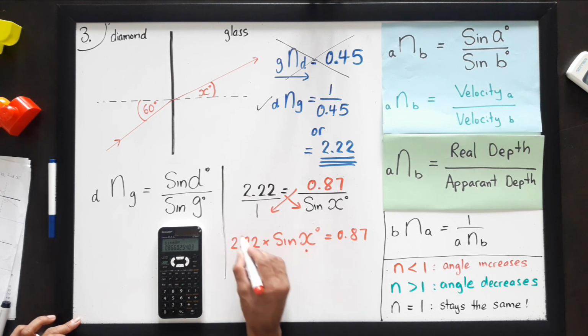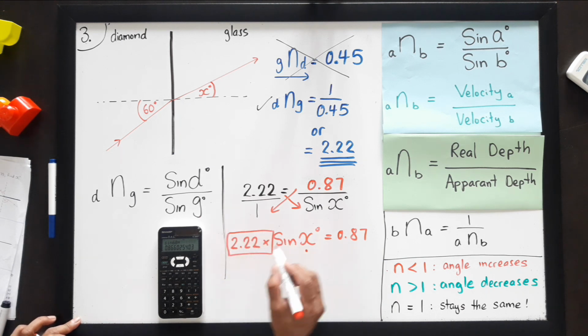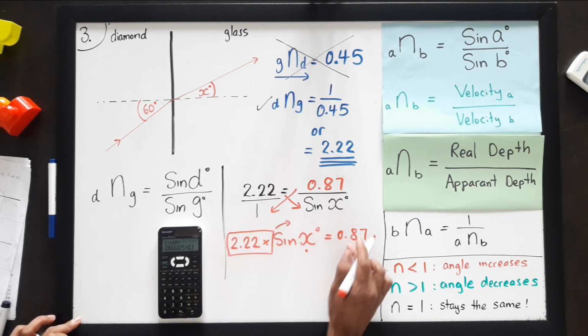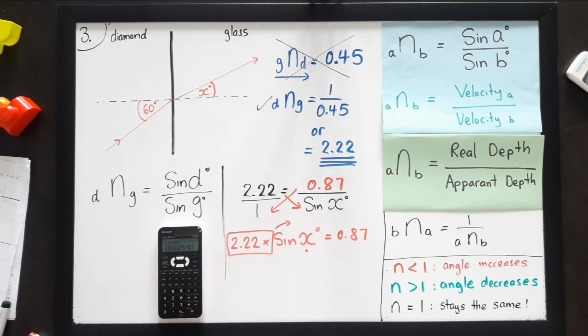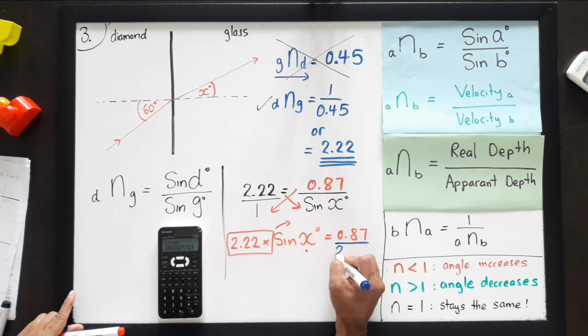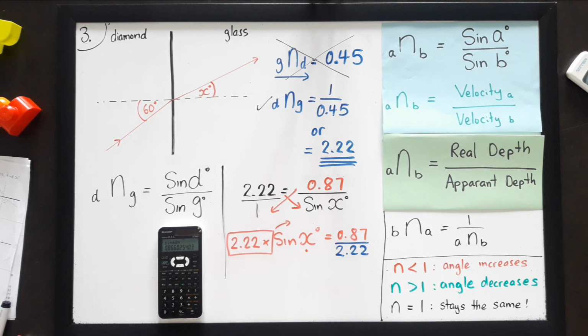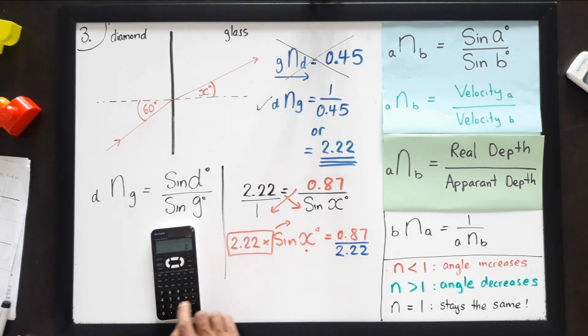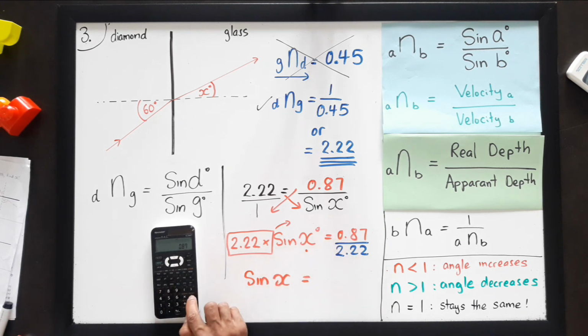So we're trying to solve for x. So throw this guy across first. His multiply becomes a divide. So when we divide it, we just get this divided by 2.22. So that means sine x is equal to 0.87 divided by 2.22.